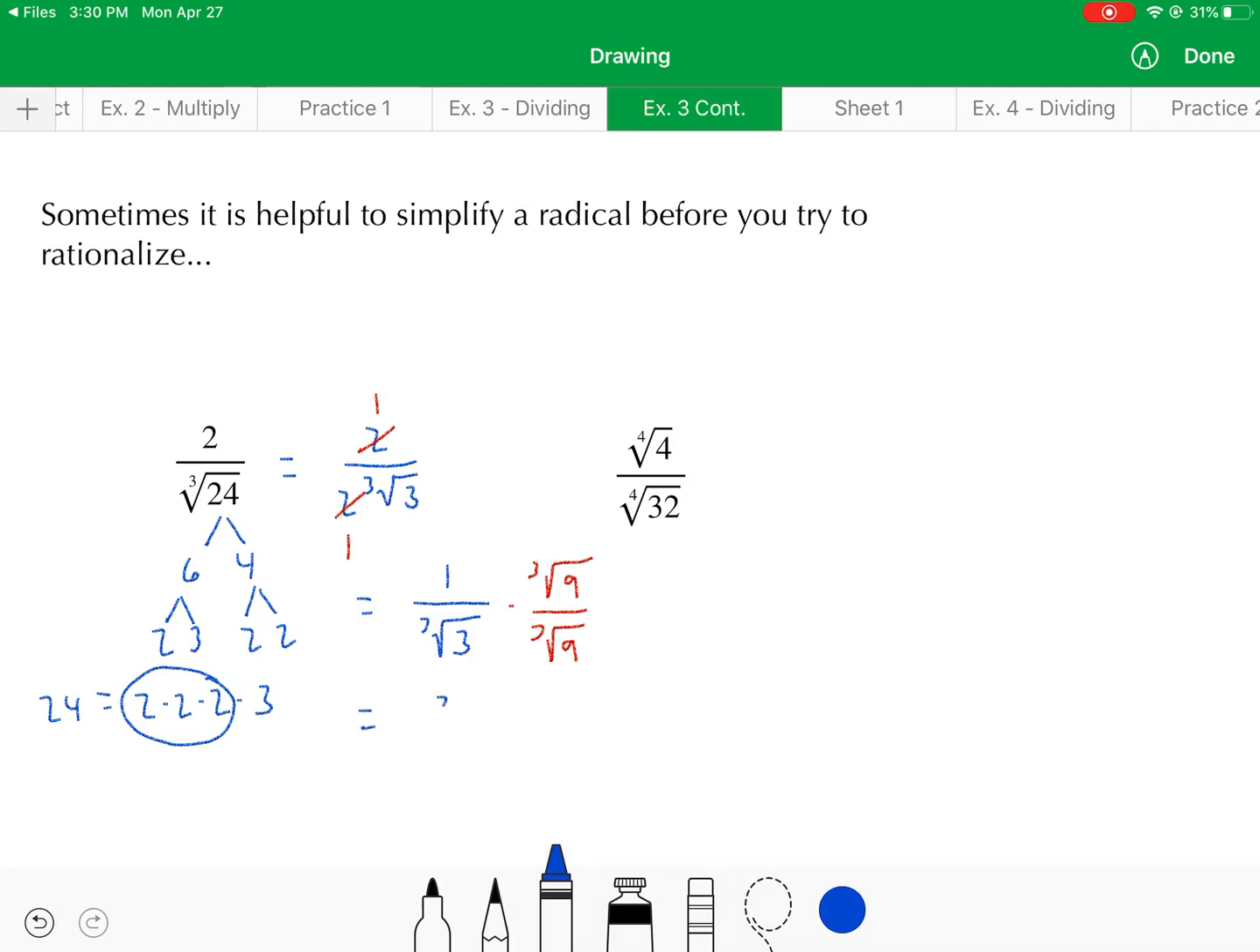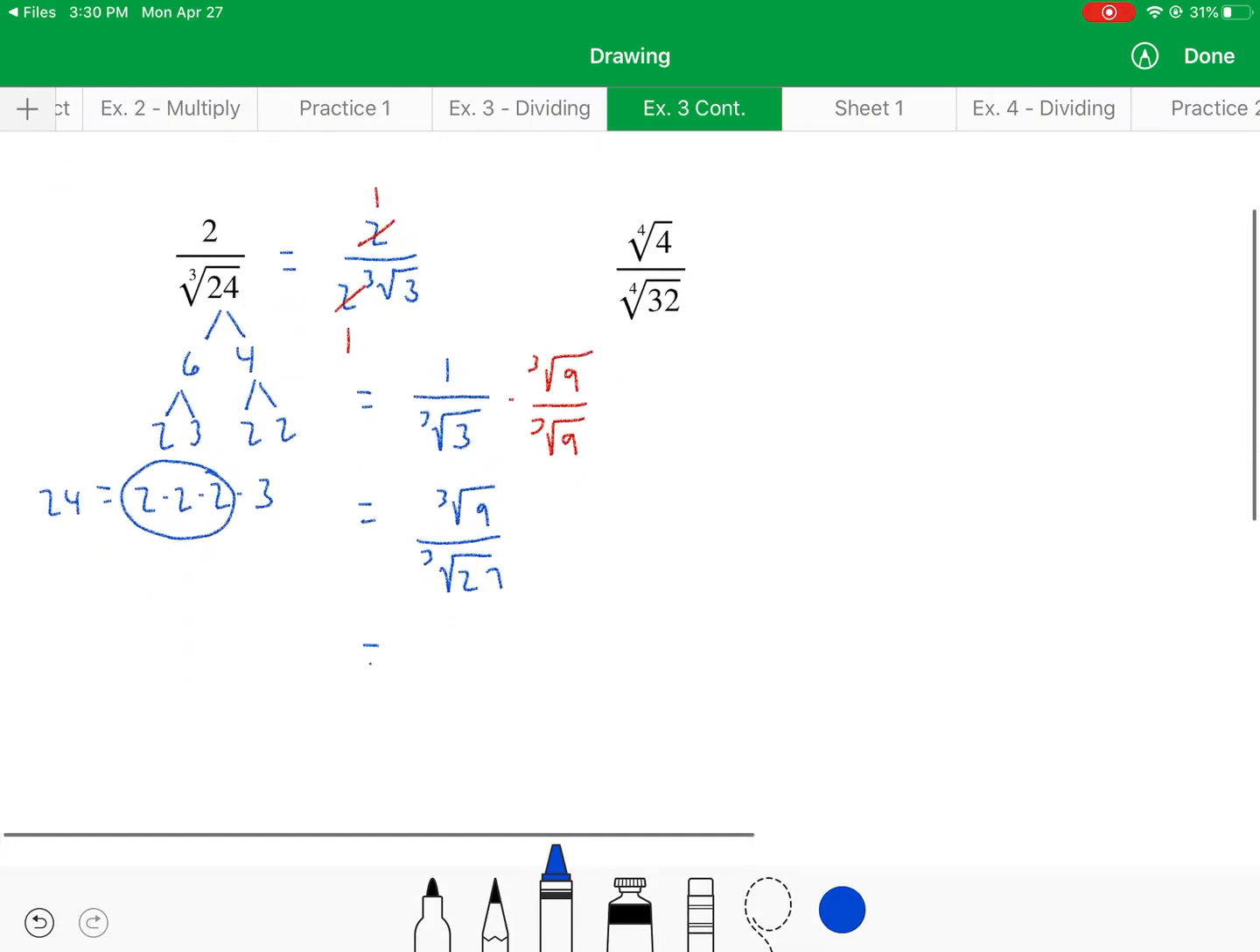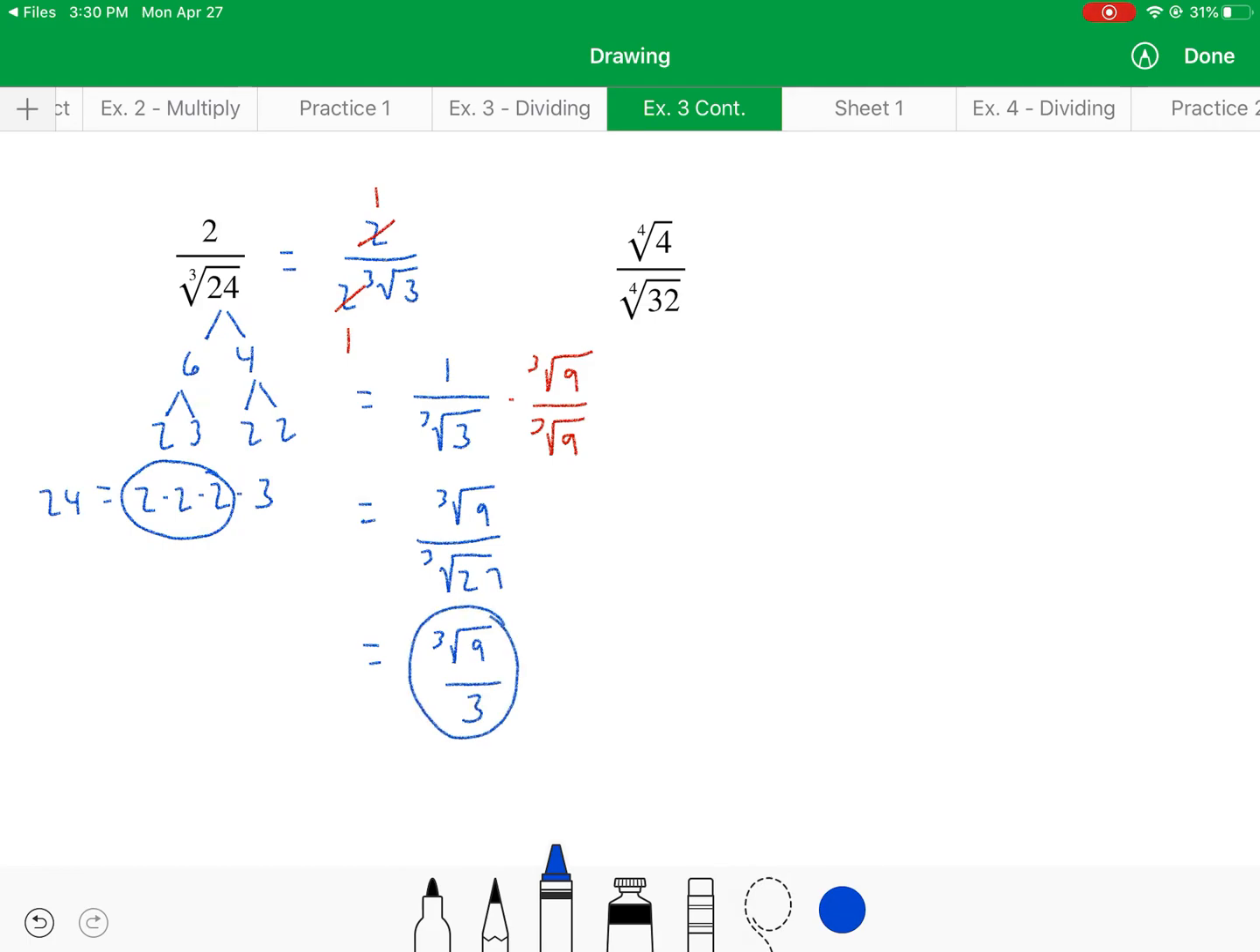So that's going to lead me to the cube root of 9 over the cube root of 27 over cube root of 9 over 3. Now we are simplified. Okay.